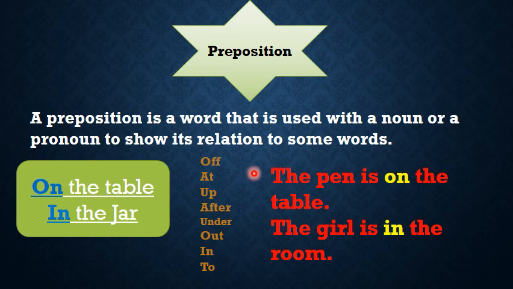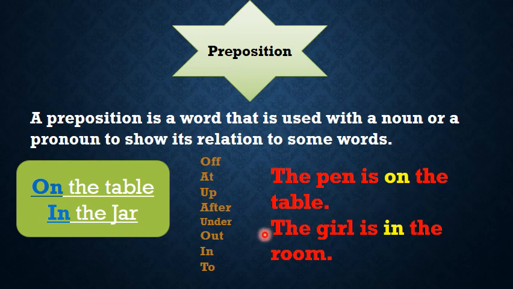In our example, the pen is on the table. It is giving us the answer of a position. The word on, which is a preposition, is giving us an answer of a position. The position means the pen is placed on the table.